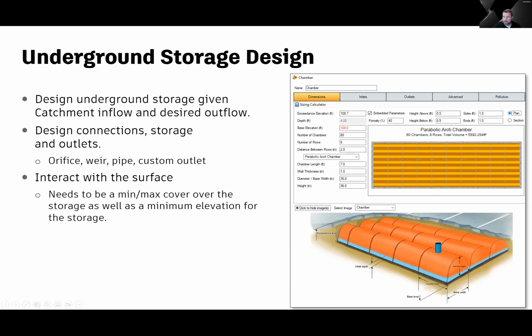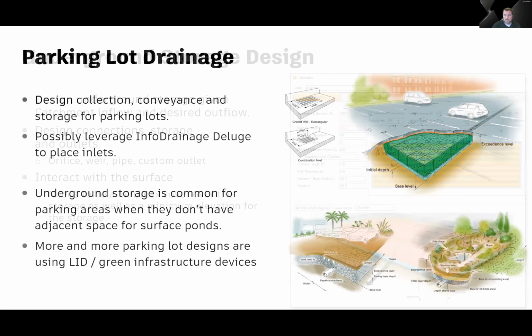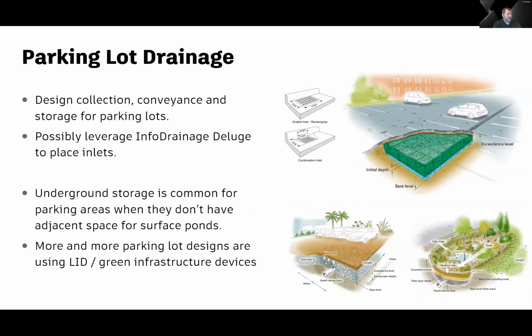So anyway, those are two that are maybe something to start with on their own. Maybe they're just a part of the pre versus post. And then I don't know if this is really its own little workflow by itself, but maybe being able to just lay out a system for a parking lot design. InfoDrainage has this Deluge tool where you can see all the low spots. You might be able to use that to place inlets somehow, or at least guide the user to place them.